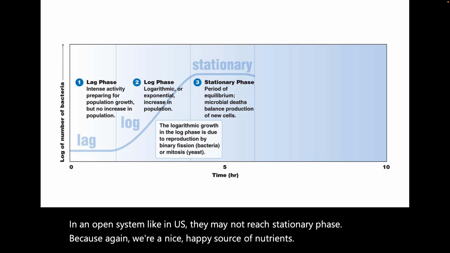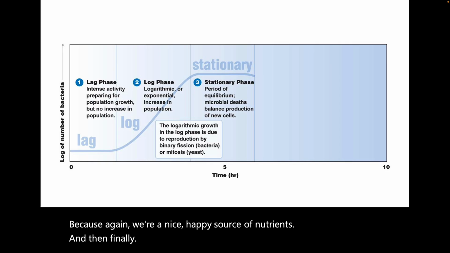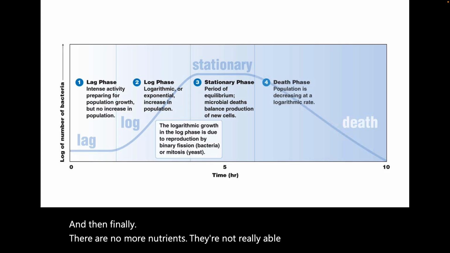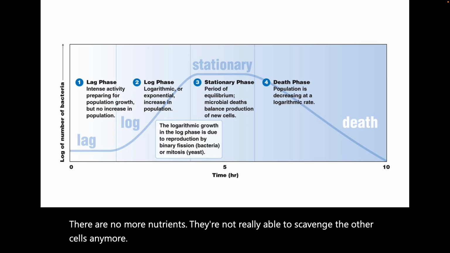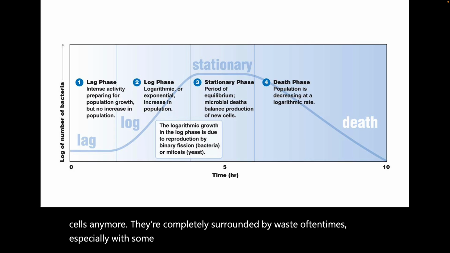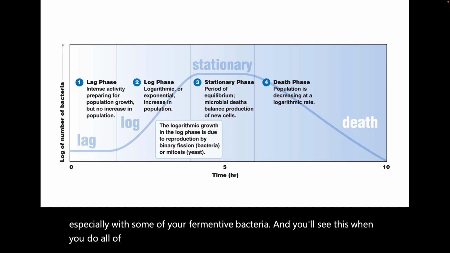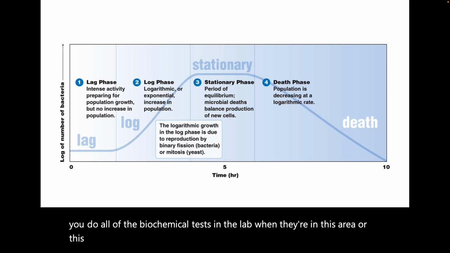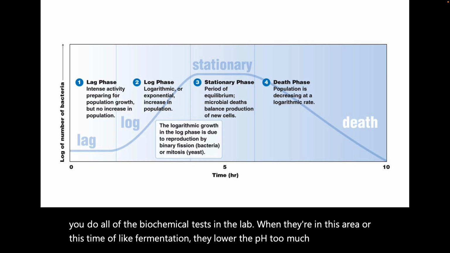And then finally, there are no more nutrients. They're not really able to scavenge the other cells anymore. They're completely surrounded by waste. Oftentimes, especially with some of your fermentive bacteria, and you'll see this when you do all of the biochemical tests in the lab, when they're in this time of fermentation, they lower the pH too much. They basically can choke themselves out with acidity.